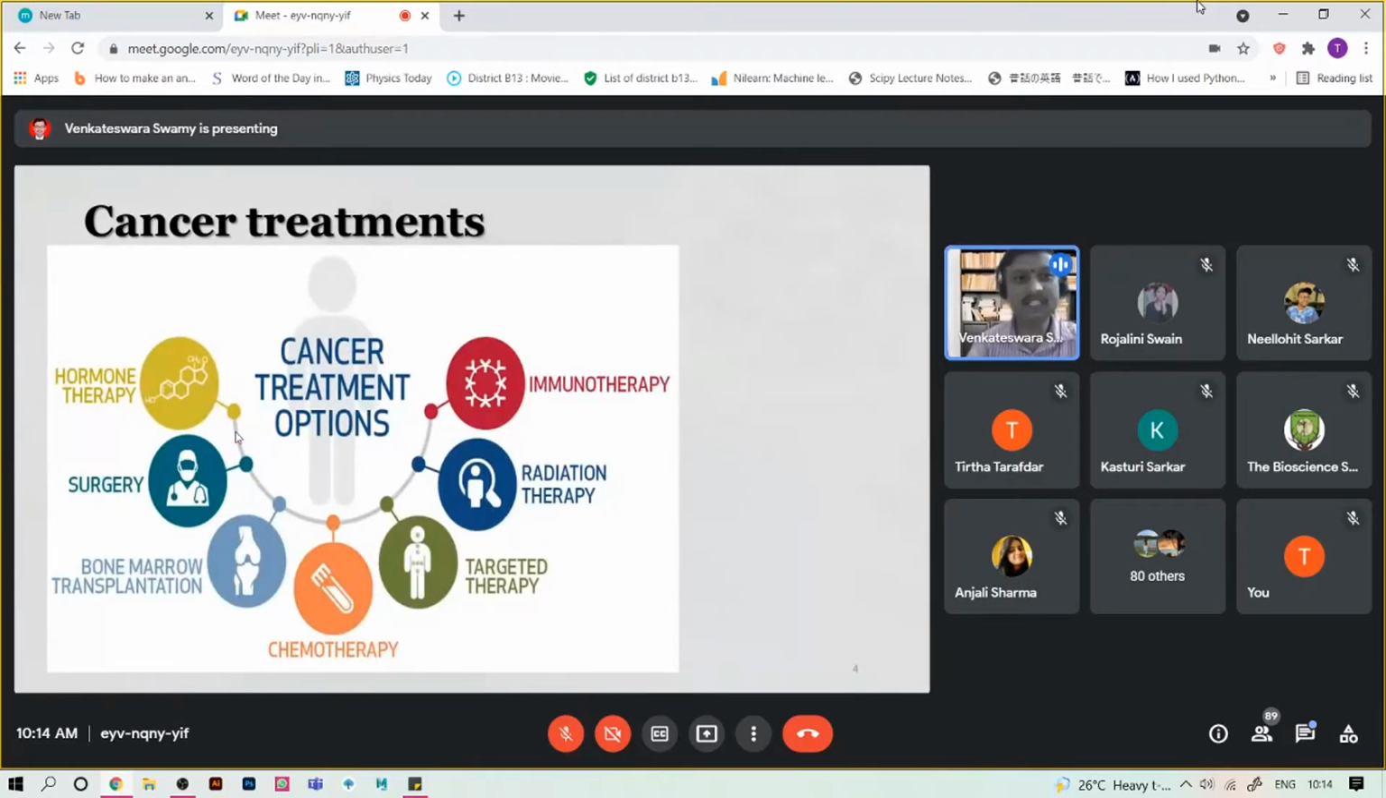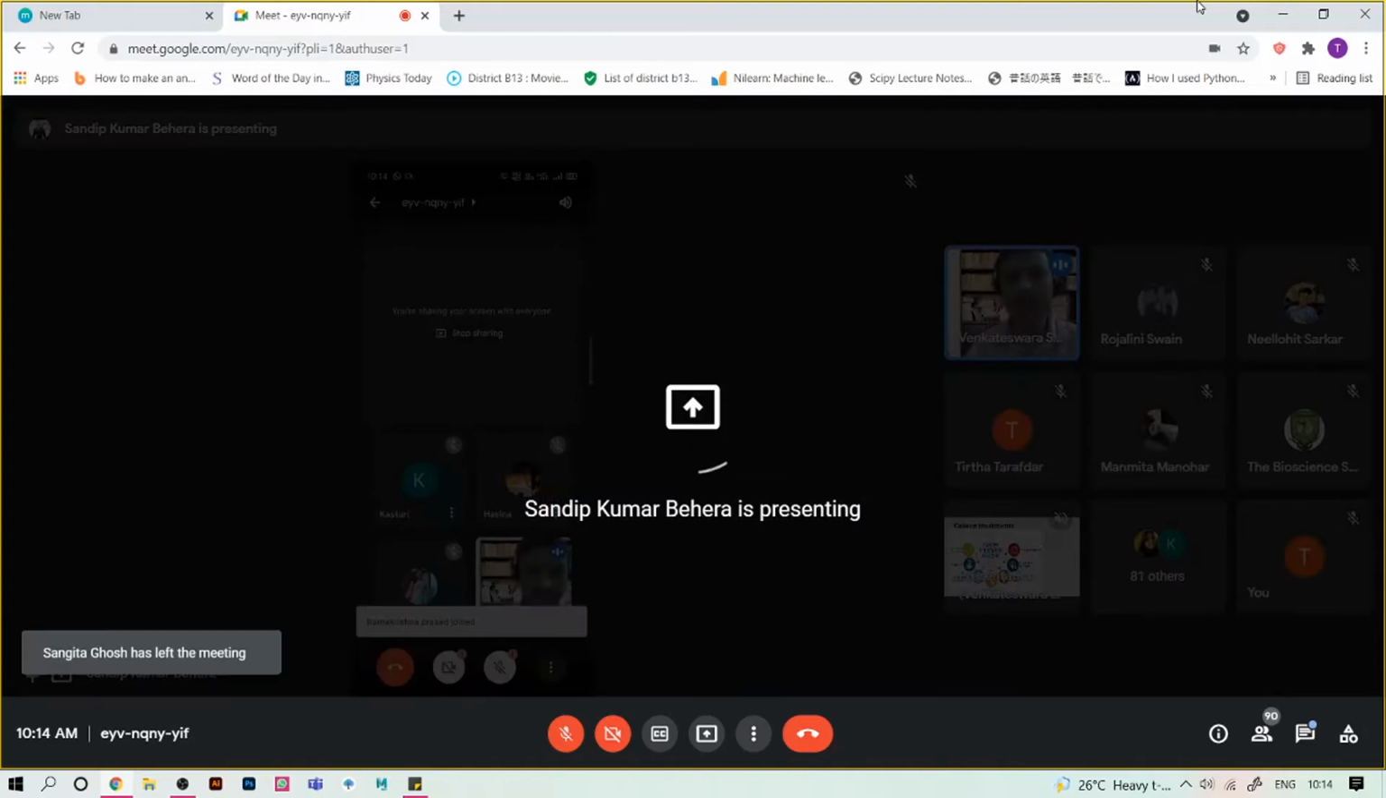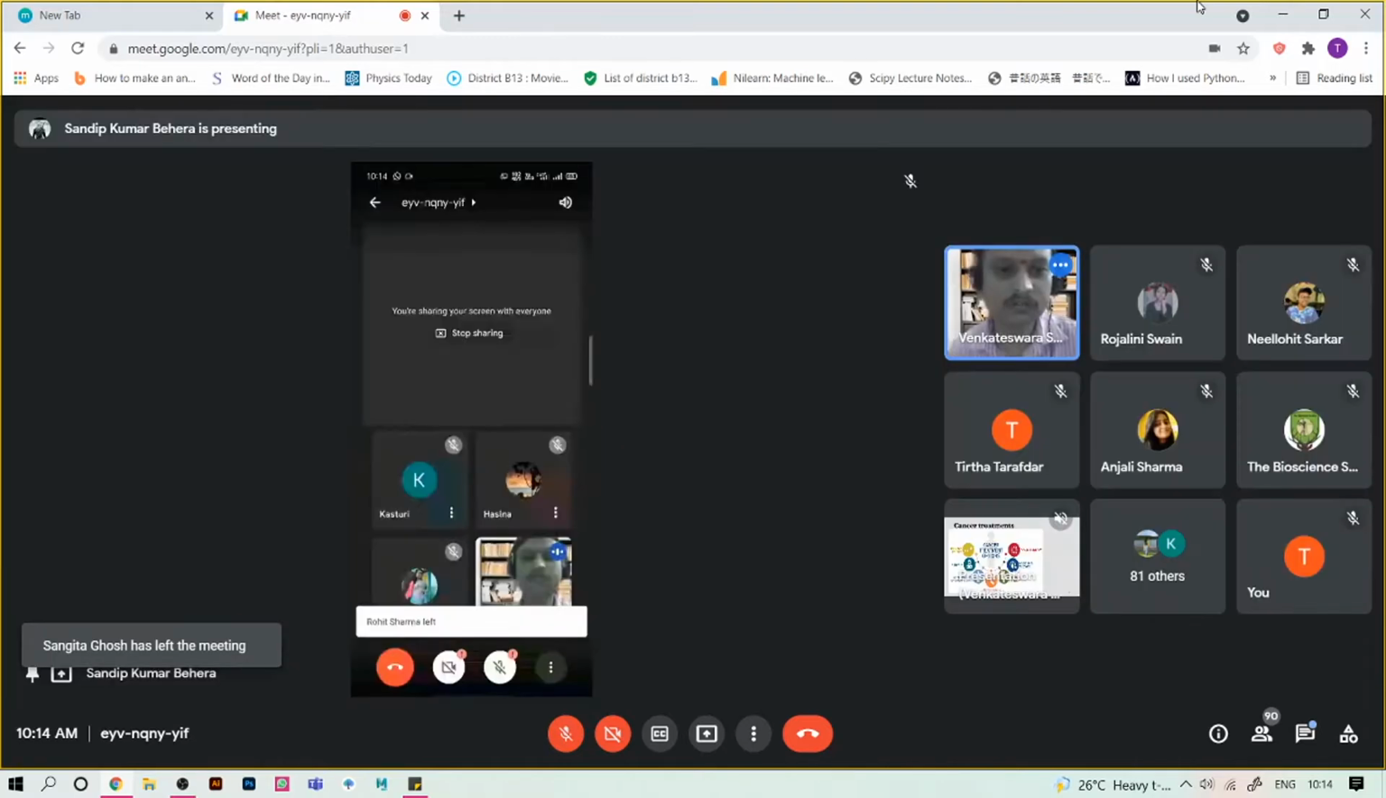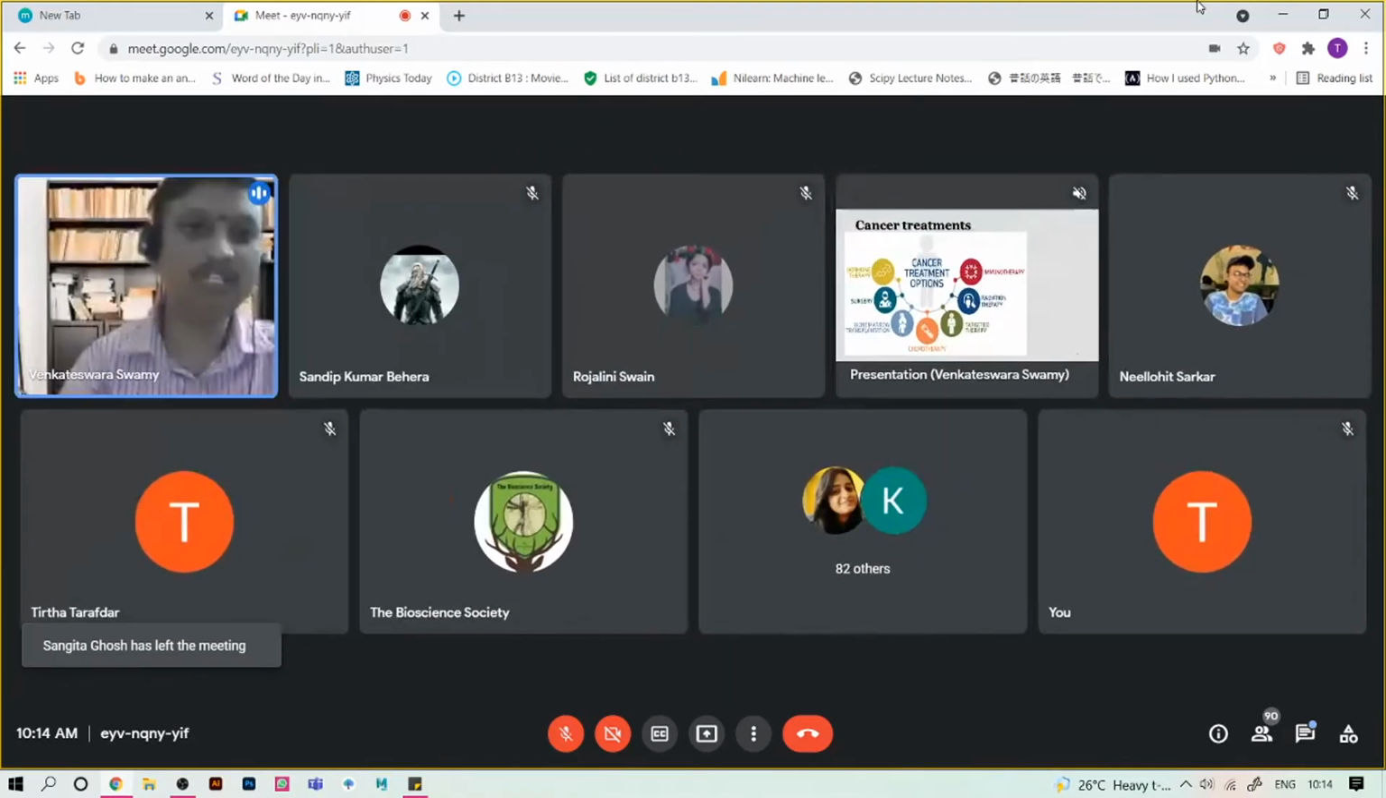Now, whenever we have the disease, alternatively we have to search for the treatment. So when you look at the currently available treatments, there is immunotherapy, radiation therapy, targeted therapy, chemotherapy, again bone marrow transplantation, surgery, and hormone therapy. So when you look at this range of treatments, most of the time we are looking at chemotherapy, nothing but giving some drugs to the patient so that we can try to treat the cancer.